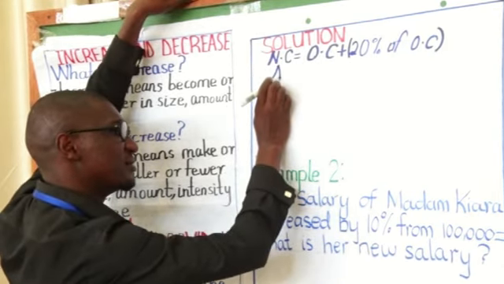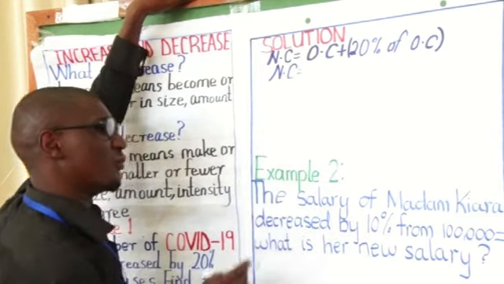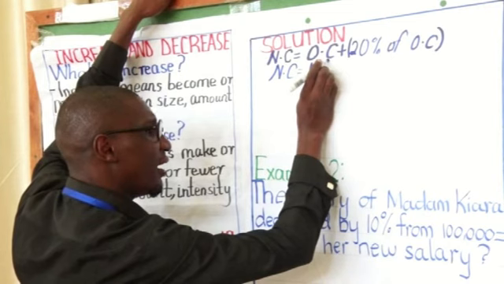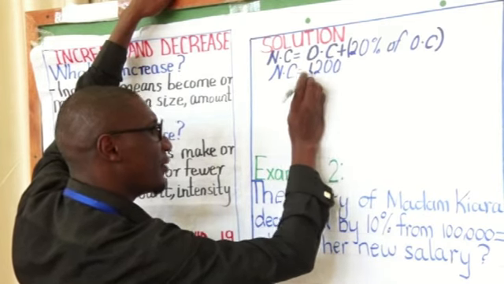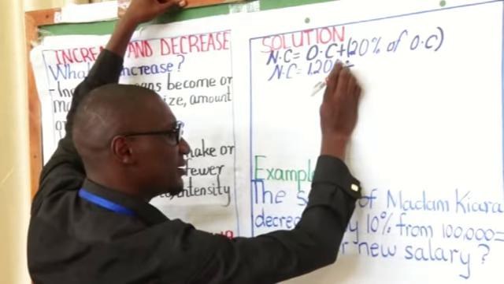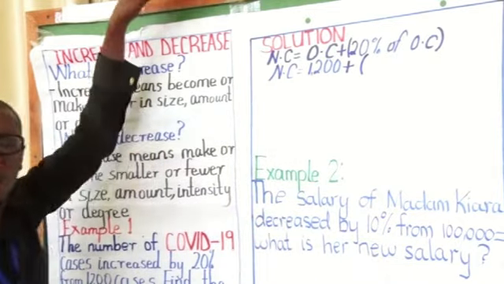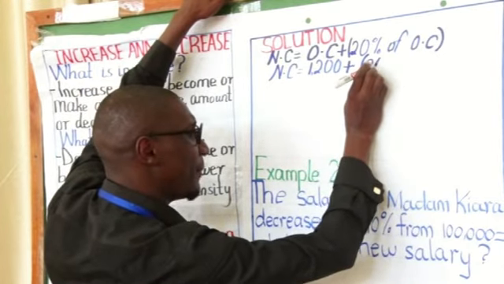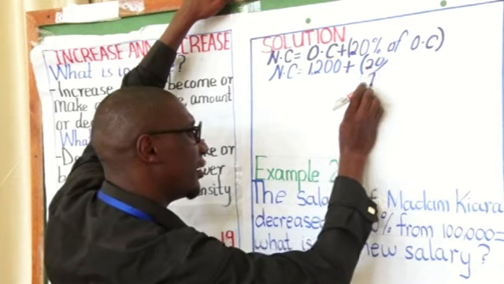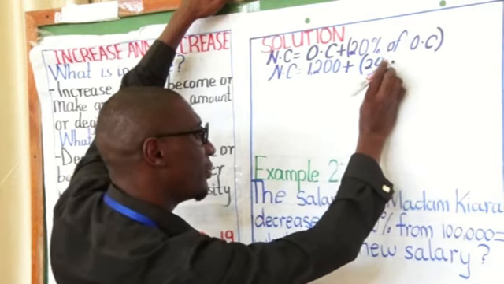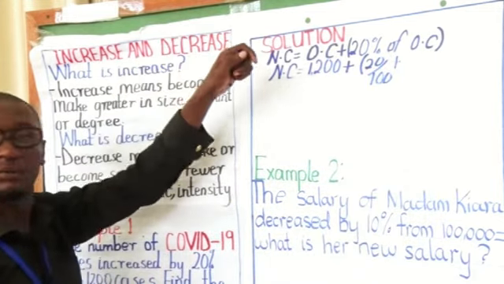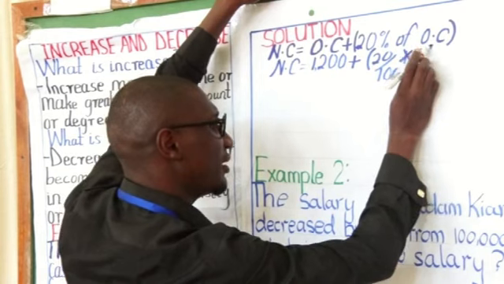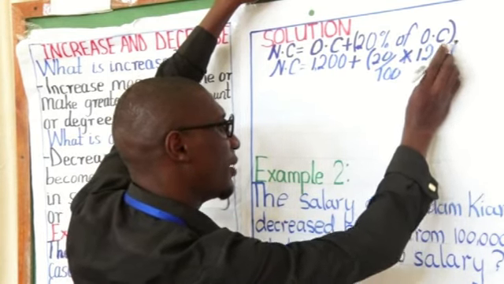New cases will be equal to all the cases, which was 1,200 cases, plus, open your brackets again, 20%. 20% stands as 20 over 100, plus 20% times all the cases, which is 1,200.